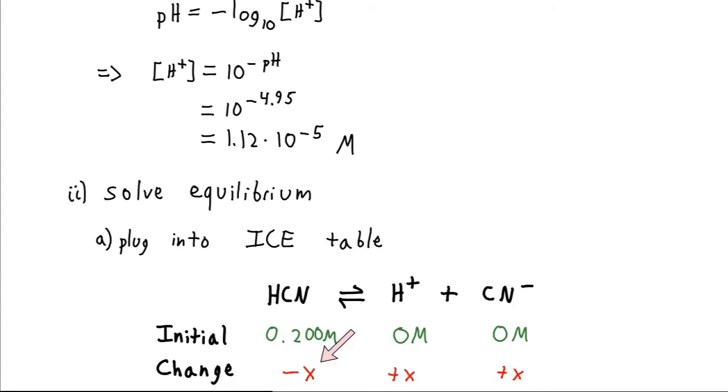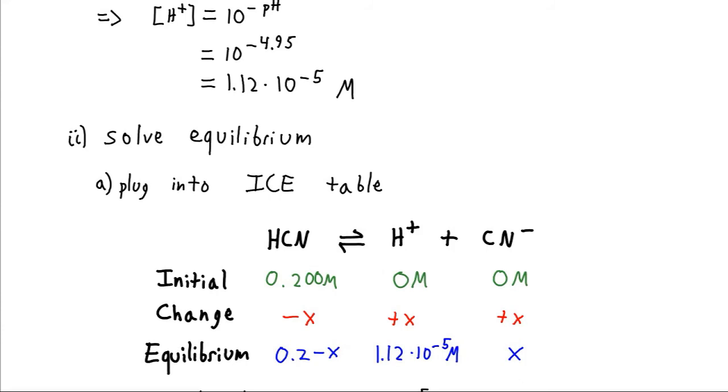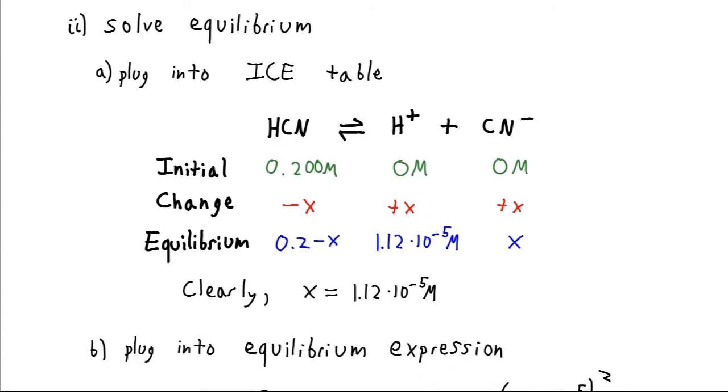Then for every mole of hydrocyanic acid which decomposes, we'll get back one mole of H plus, or of CN minus. And our final value will be 0.2 minus x for HCN. For H plus, it will be equal to x, but we also know that the final concentration of H plus is 1.12 times 10 to the minus 5 molar, which means we know what x is. This has to be equal to x. So we can go ahead and plug that in to our equilibrium expression.